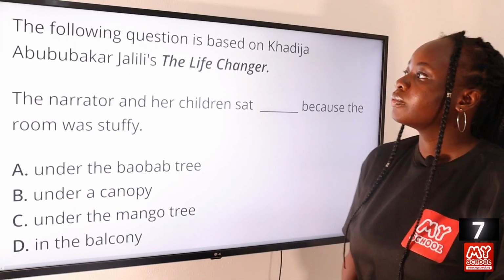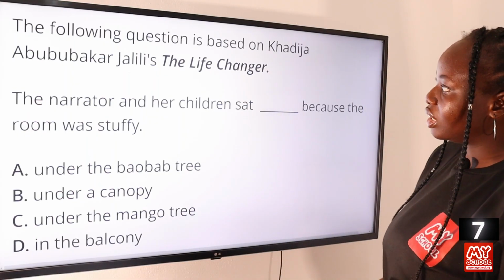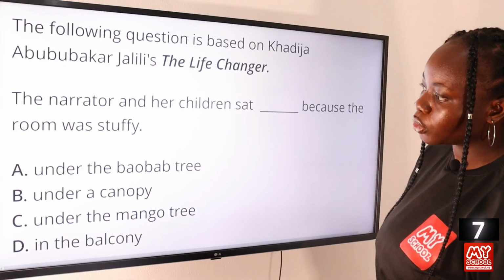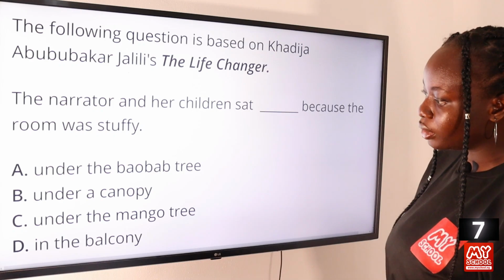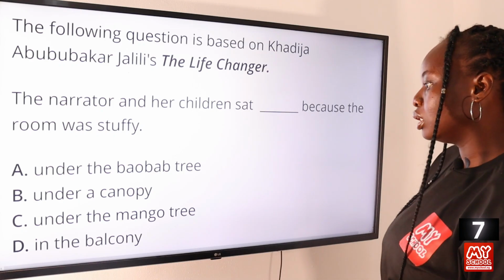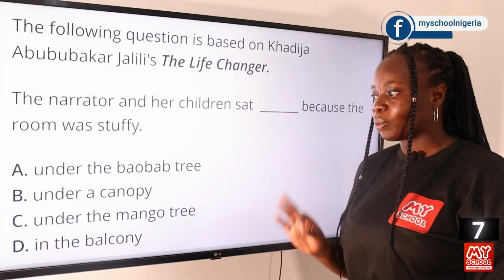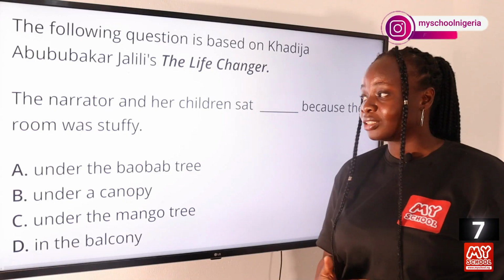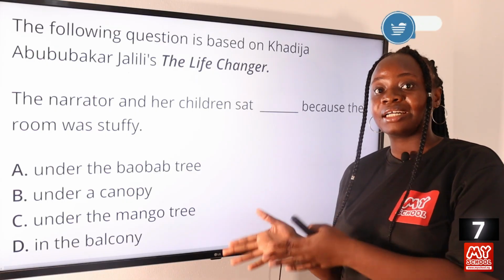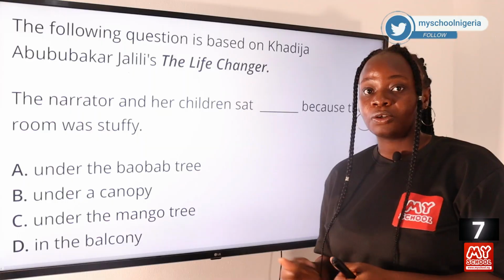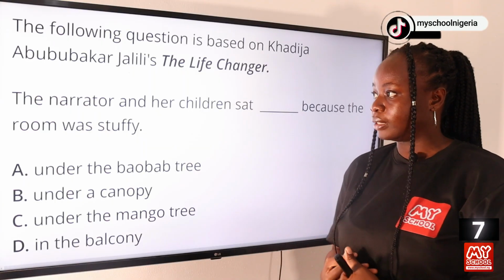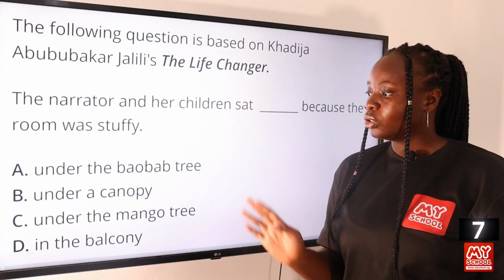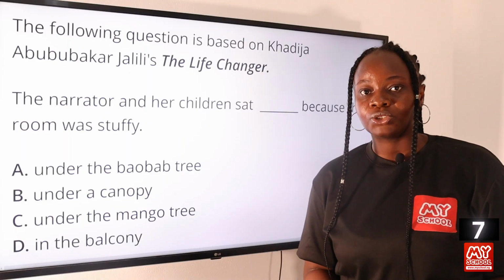Question 7. The following question is based on Khadija Abubakar Jalili's The Life Changer. The narrator and her children sat dash because the room was stuffy. Option A, under the baobab tree. B, under a canopy. C, under the mango tree. And D, in the balcony. The answer to this question is option C, under the mango tree. And we can see this on page 6 of the novel, where the narrator talks to her children. She tells them that they should go outside to sit under the mango tree, just after Omar had announced the good news about his passing of his entrance examination into the university. So she tells her children to come outside to sit under the mango tree while they are with their father. So the answer to this question is option C, under the mango tree.